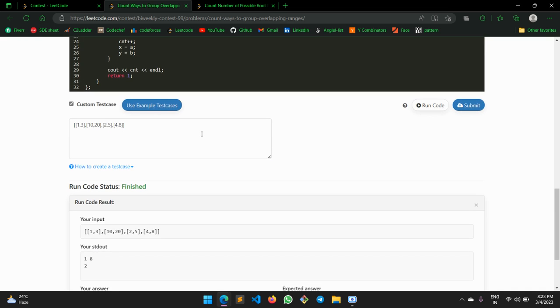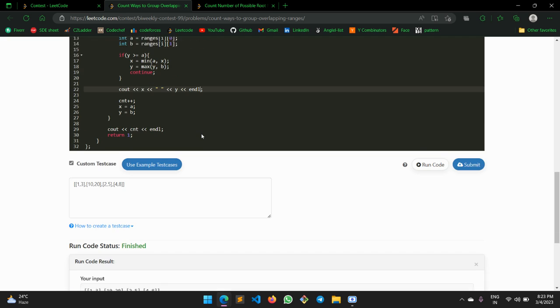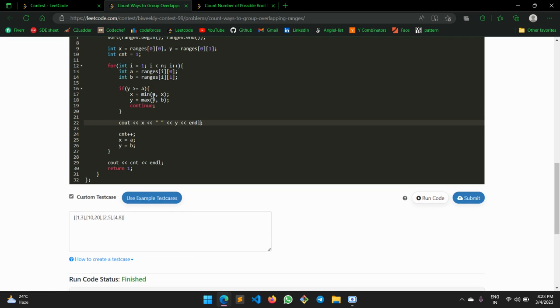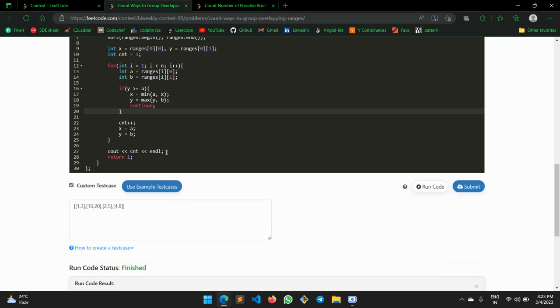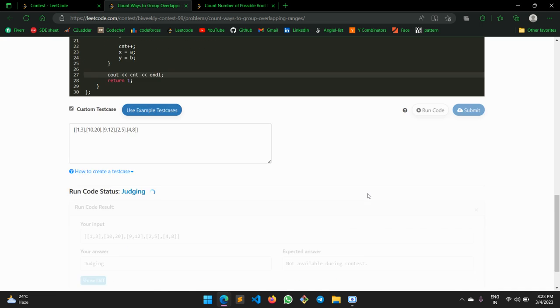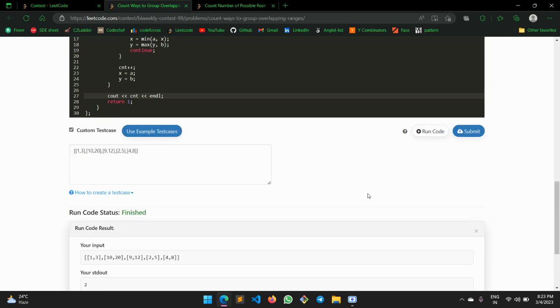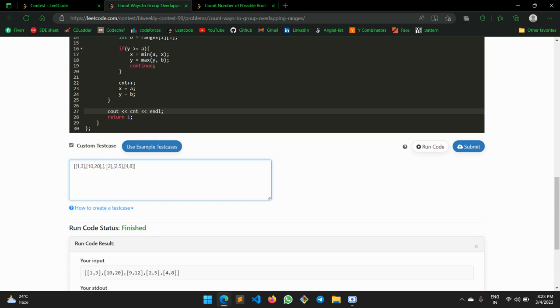I think पिछले बार में हमने कुछ और देख लिया, but yeah, components हमारे पास आ गए थे total 2 components, which is correct. Let's add another. Let's 8 9 12. See, the answer is again 2, which is correct.